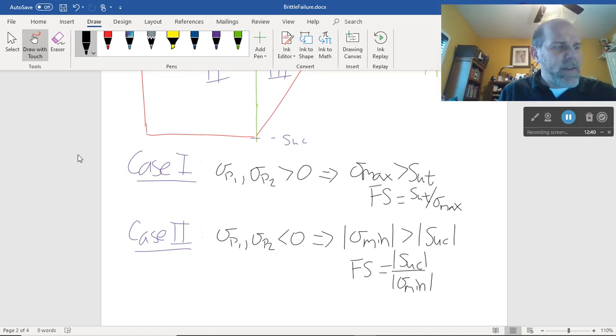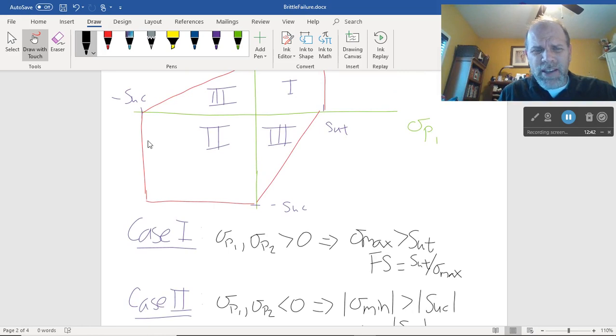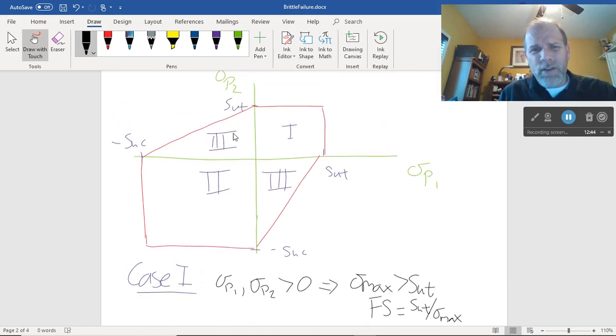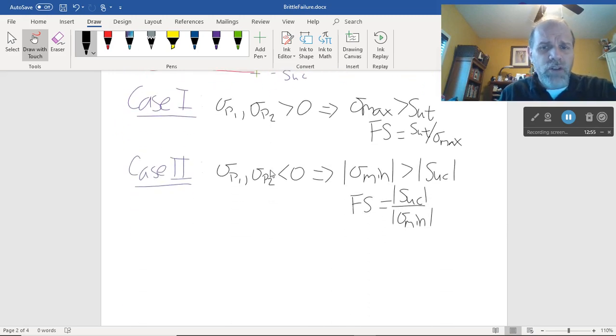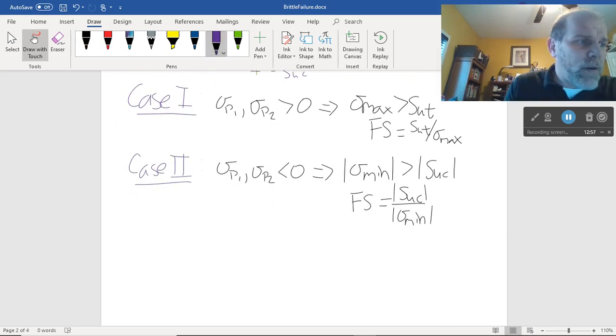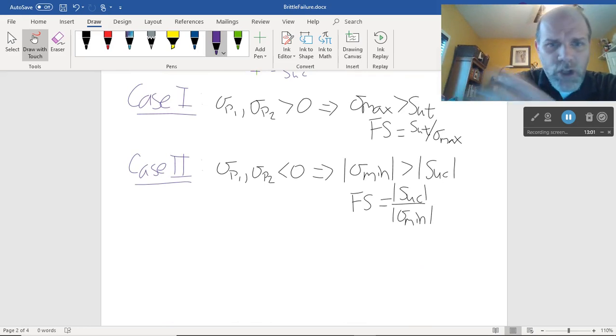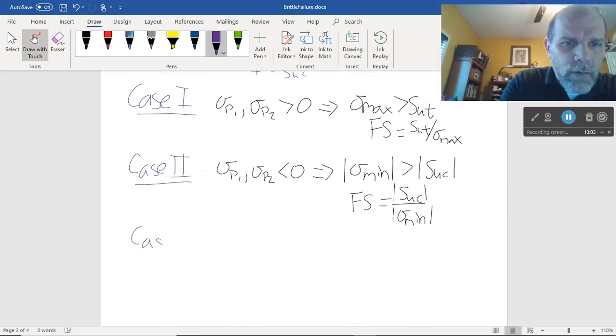Great. Case 3, and I drew both these threes the same. They are slightly different. One of them, the case 3 on top, is sigma P2 bigger than 0, sigma P1 less than 0. The one on the bottom is sigma P1 bigger than 0, sigma P2 less than 0. But we get to the same equation, so it doesn't much matter which one I look at. I'm going to arbitrarily look at the one where sigma P1 is bigger than 0, but this works for the other one as well.